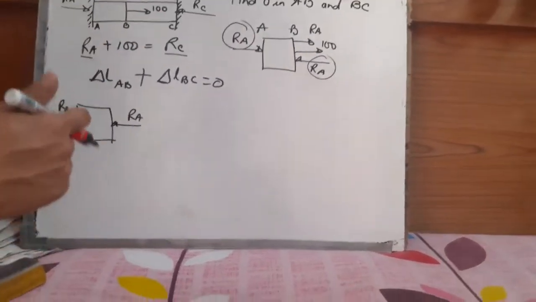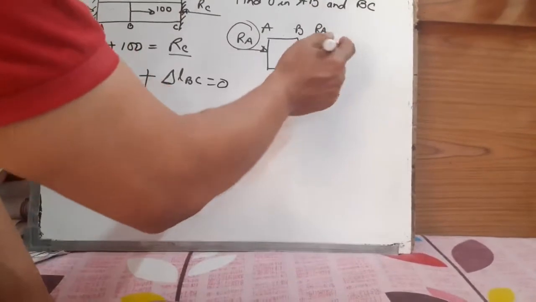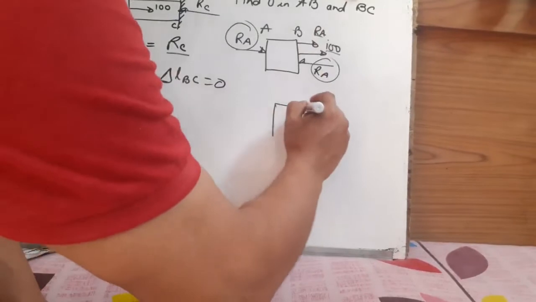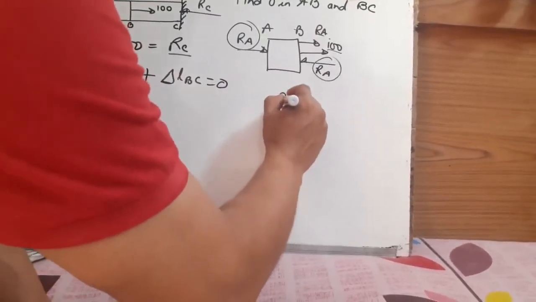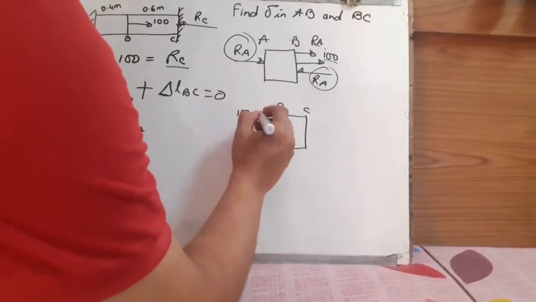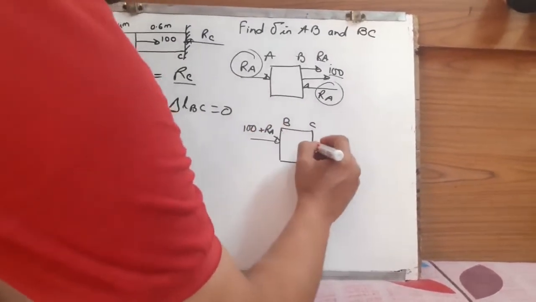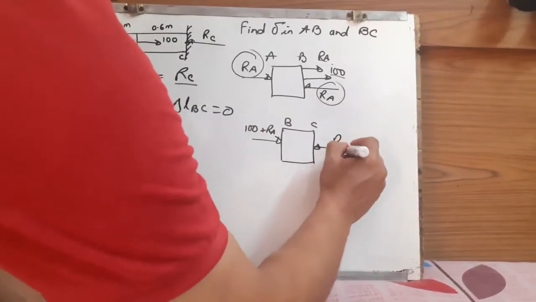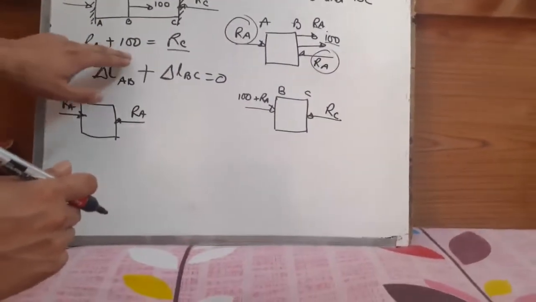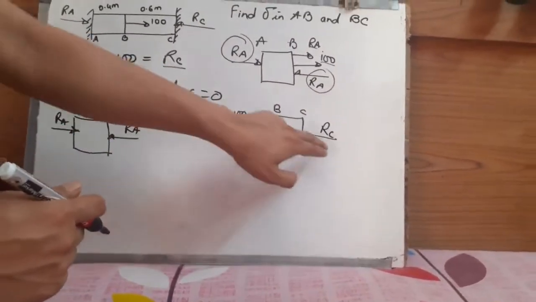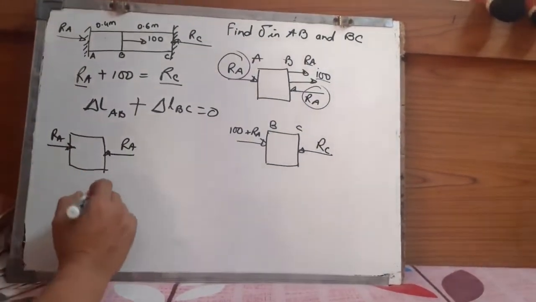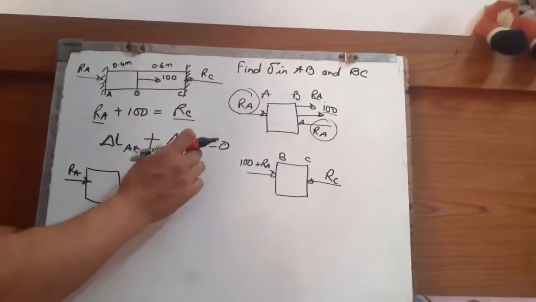Now come to the other one. Other one says that, now if this is RA here, this is actually 100 plus RA here. So for another element BC, you have 100 plus RA here, and you have RC here. Now 100 plus RA and RC both are same, so you can see that this is automatically balanced. So if you need to find out delta L here, so what if you use this equation now?